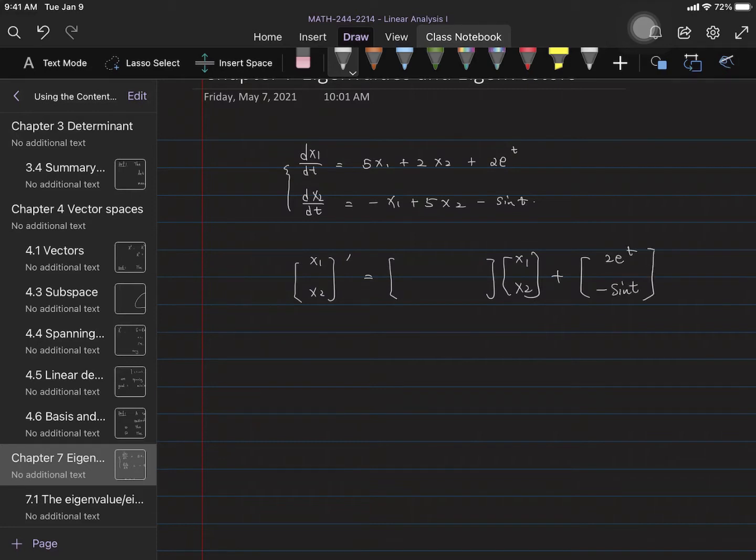We also had this in our second semester. Here A is the coefficient matrix, so here should be -1 and 5, right? This is called a linear system of differential equations. In this chapter, we are going to solve this kind of differential equation. Now let's take a look at eigenvalues and eigenvectors.